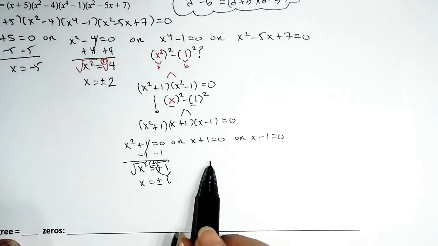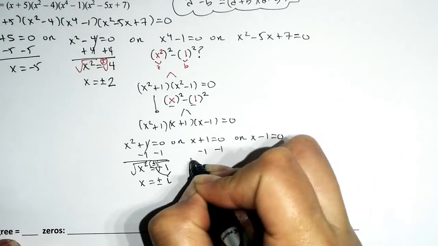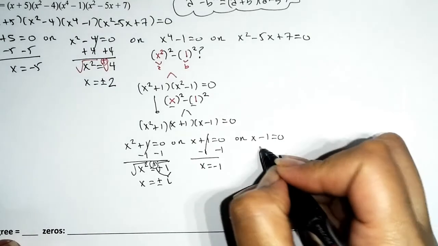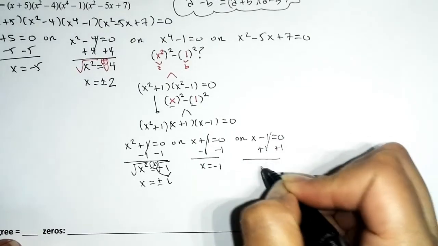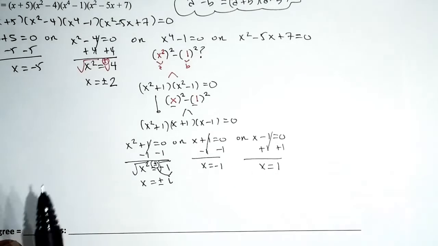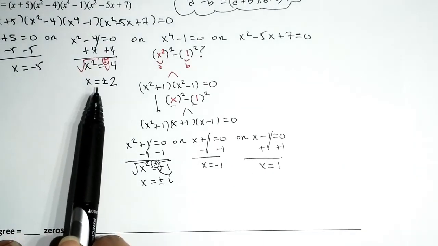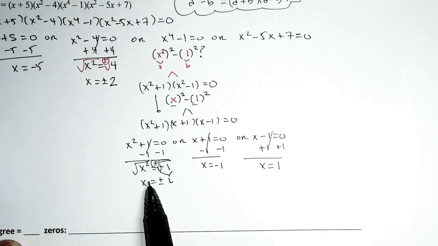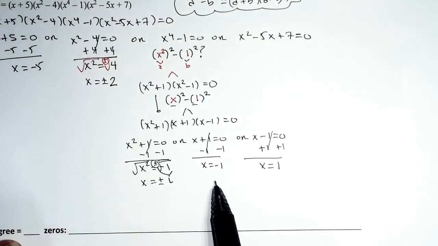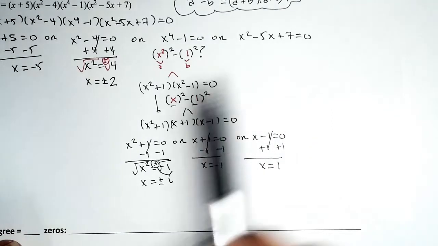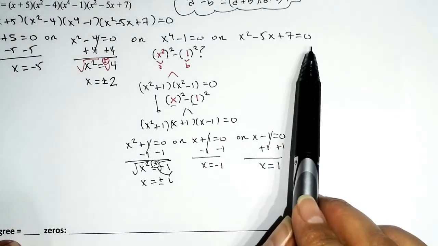If the next factor equals 0, then that's going to lead to a 0 of negative 1. And if the third factor equals 0, then that's going to lead to a 0 of positive 1. So far, our zeros are negative 5, positive 2, negative 2, positive i, negative i, negative 1, positive 1. Cool. Okay, final factor. So we have this equation equals 0.